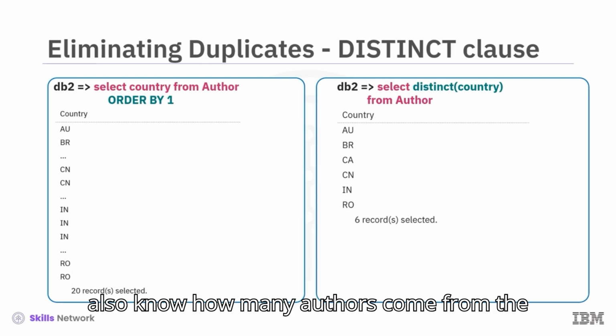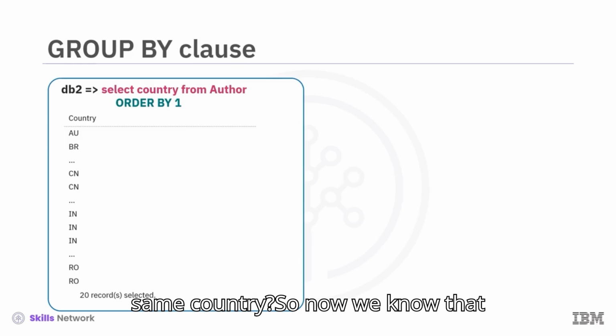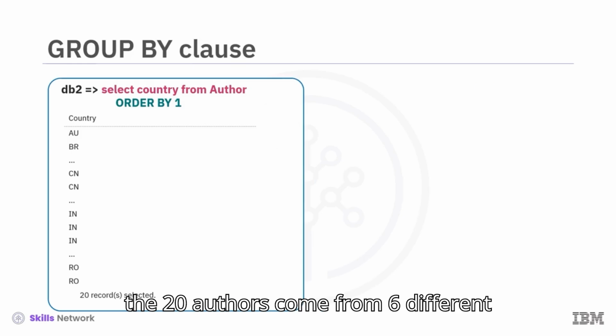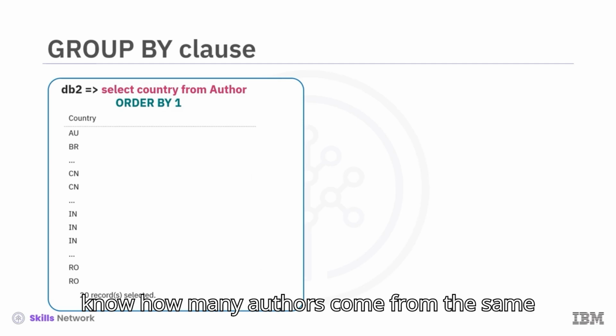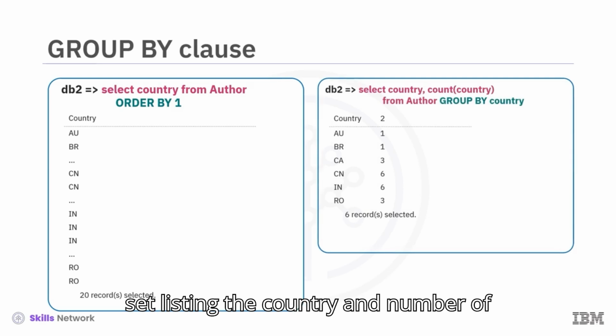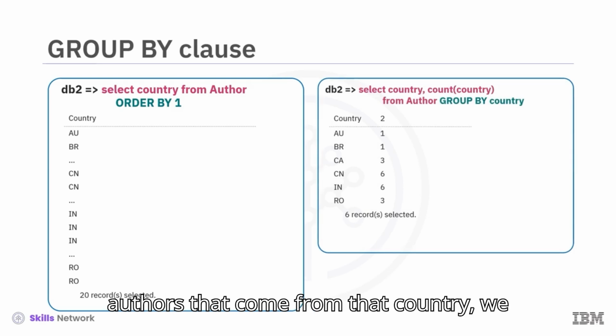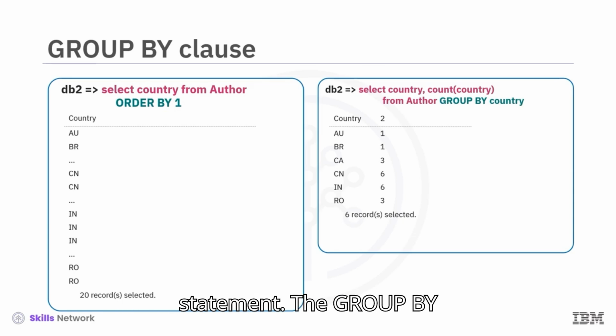But what if we wanted to also know how many authors come from the same country? So now we know that the 20 authors come from 6 different countries. But we might want to also know how many authors come from the same country. To display the result set listing the country and number of authors that come from that country, we add the Group By clause to the select statement.